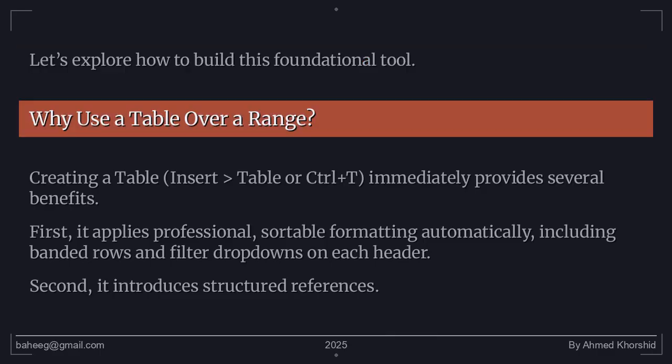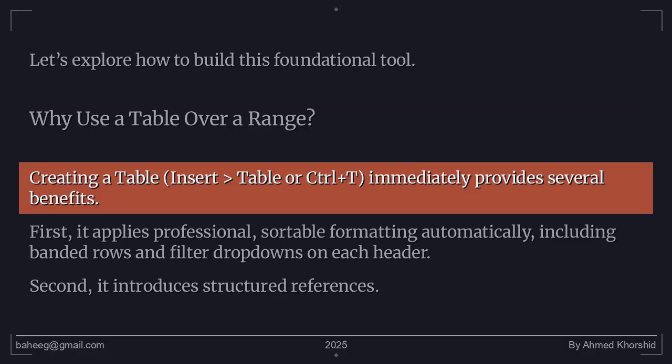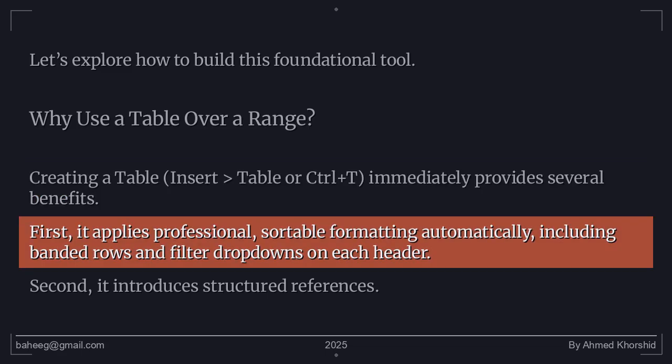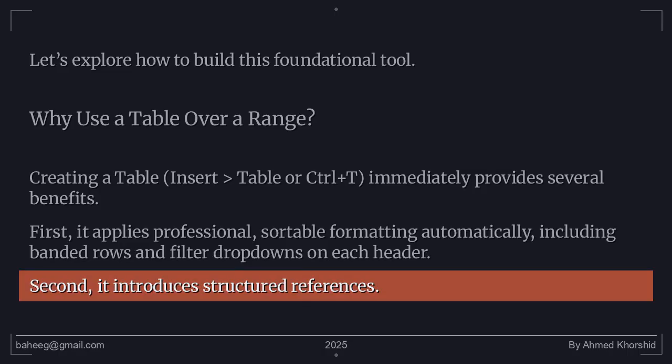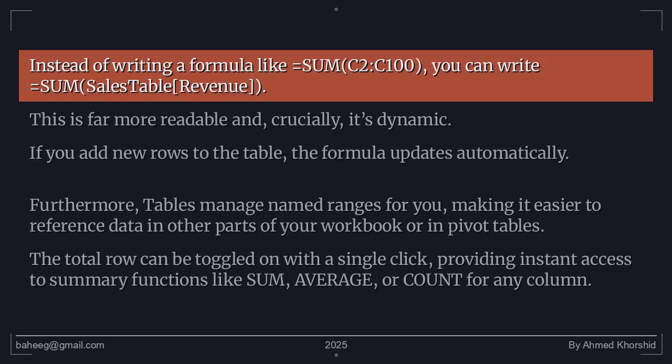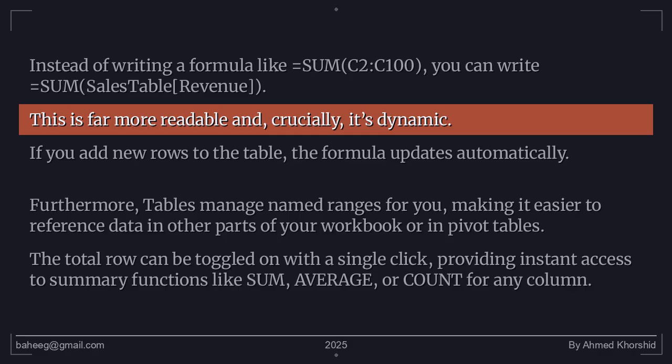Why use a table over a range? Creating a table, Insert Table or Ctrl+T, immediately provides several benefits. First, it applies professional, sortable formatting automatically, including banded rows and filter drop-downs on each header. Second, it introduces structured references. Instead of writing a formula like equals SUM(C2:C100), you can write equals SUM(SalesTable[Revenue]). This is far more readable and, crucially, it's dynamic.